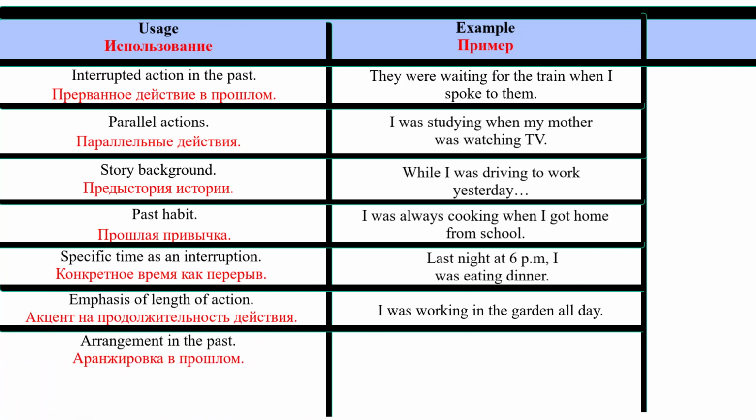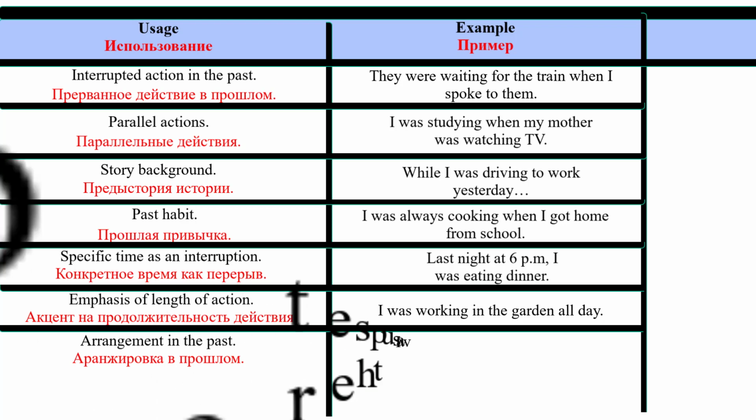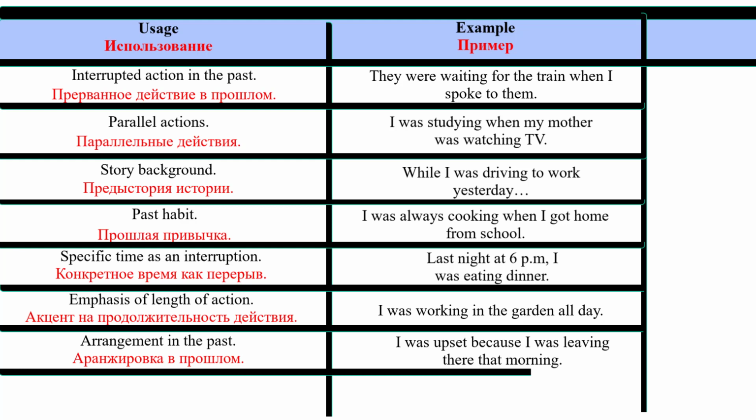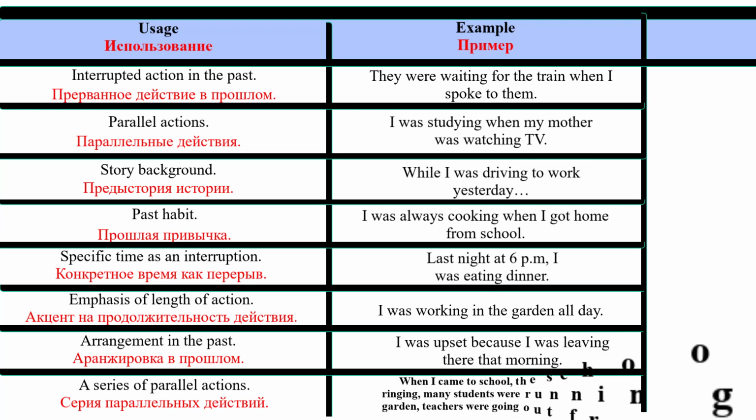Arrangement in the past: I was upset because I was leaving there that morning. A series of parallel actions: When I came to school, the school bell was ringing. Many students were running toward the garden. Teachers were going out from classrooms.